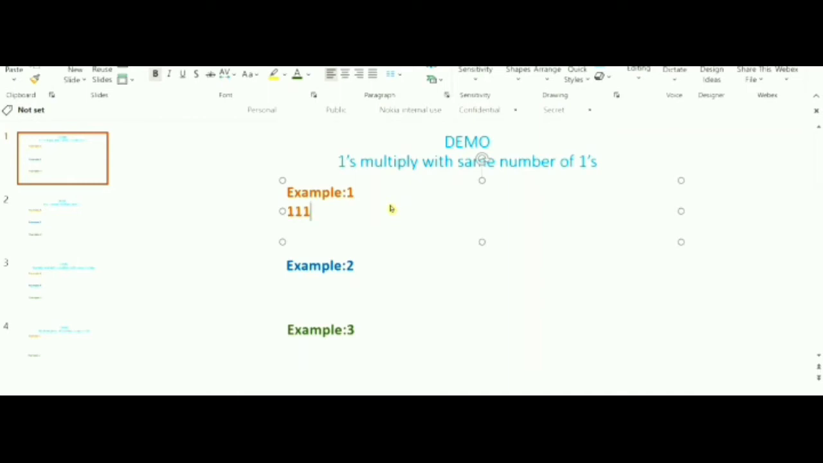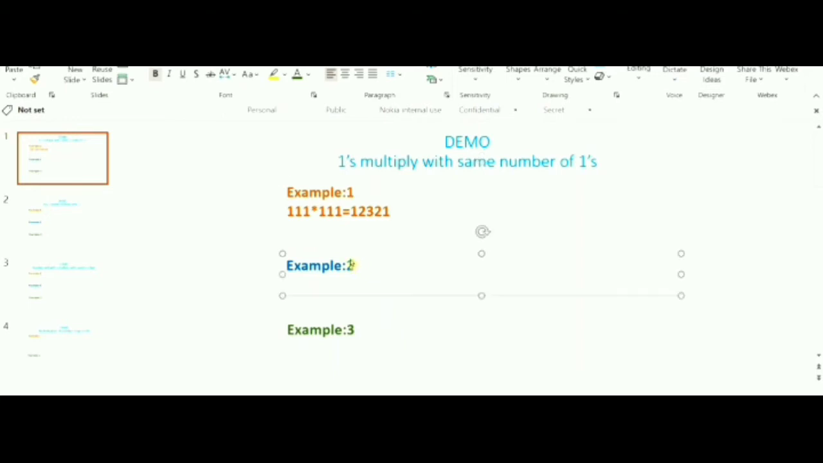So here, 111 multiplied by 111. How can we calculate it easily and fast? You can see there are three ones, so the answer will be 1 2 3. We go in a sequence, 1 2 3 in ascending order, then we can go descending, like 2 1, right? First we go ascending up to how many ones there are, then we go down again.